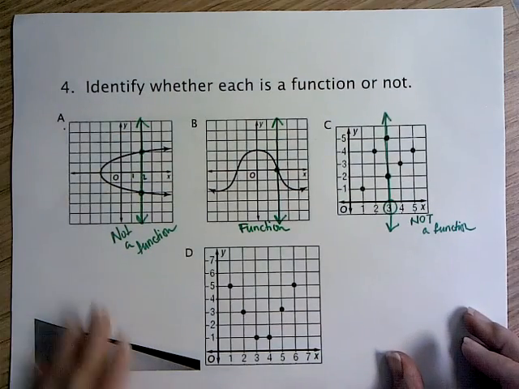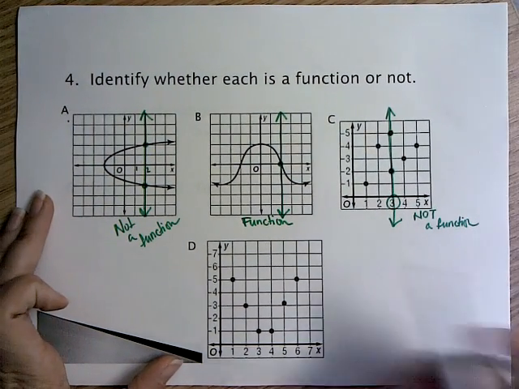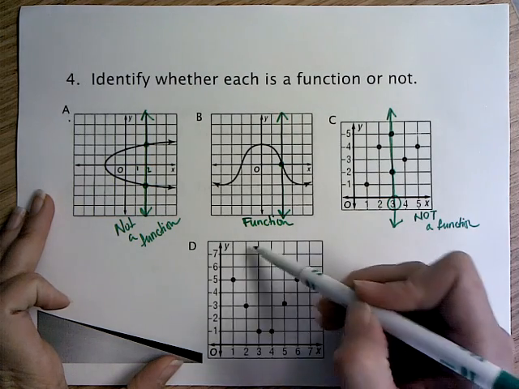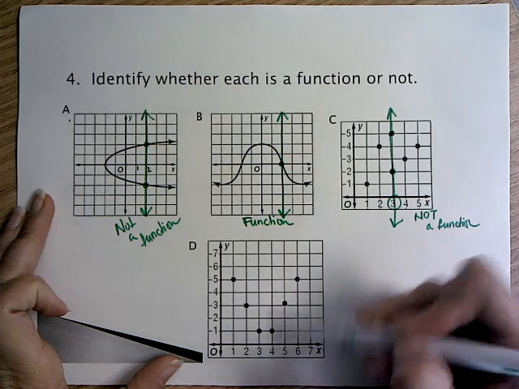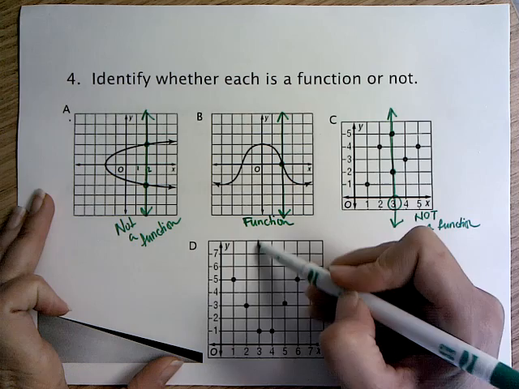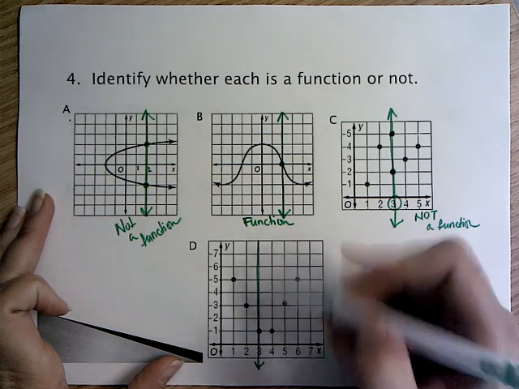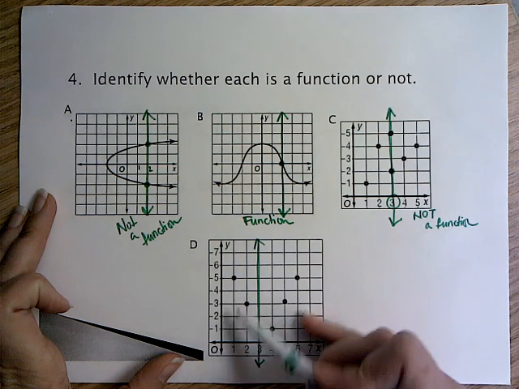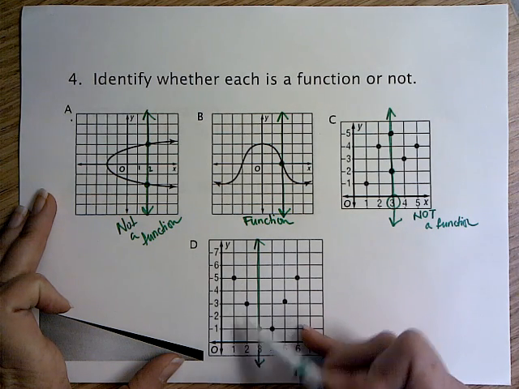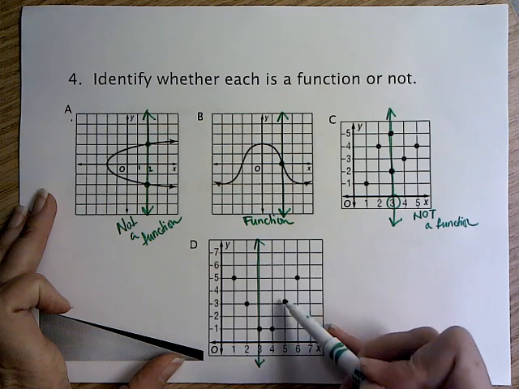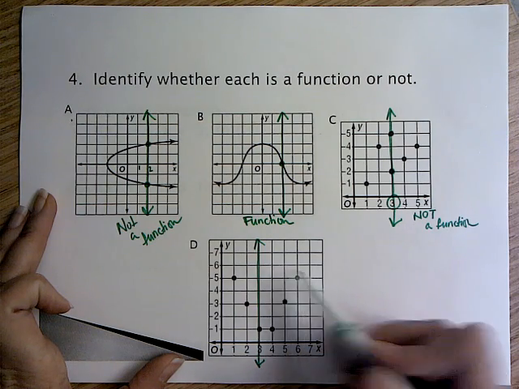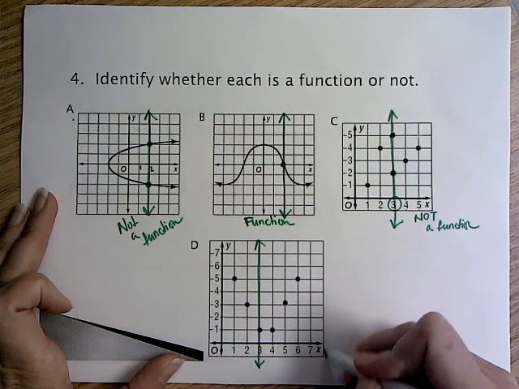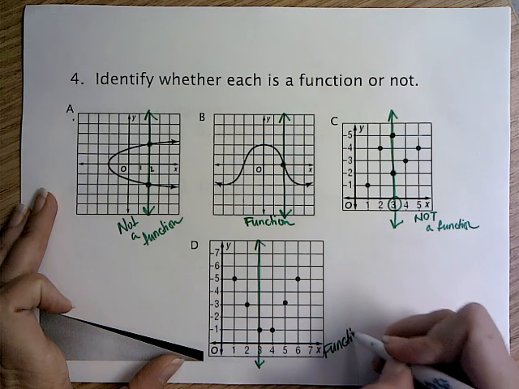Okay, x repeats. When I look at D, no matter which line I draw through a point here, x is not going to repeat itself anywhere. If I were to make a table of those values for those points, I could do that also, and I would still see that here x is 1, here x is 2, x is 3, x is 4, x is 5, x is 6. X does not repeat, so this is a function.